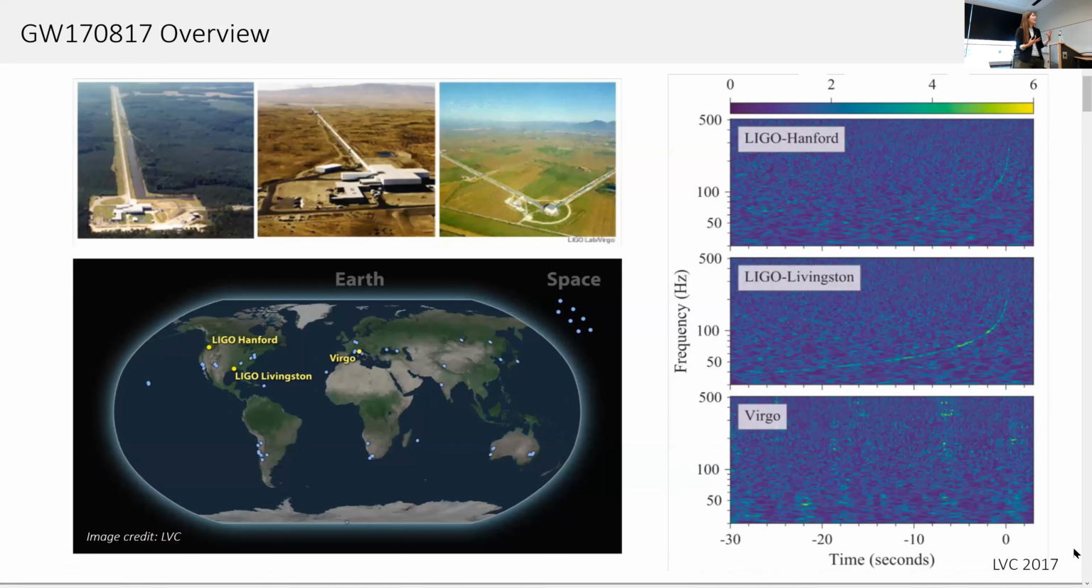So this is where I'm going to start talking about this gravitational wave event. You all have probably heard about it many times over by now, but we just celebrated the second birthday of this event. On August 17th, 2017, the LIGO-Virgo collaboration, which is this interferometric experiment to measure gravitational waves, triggered on an event that they soon confirmed to be a neutron star merger event.